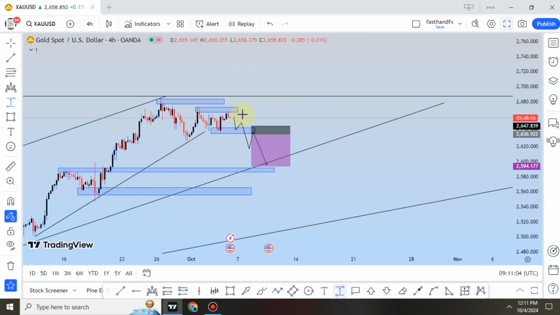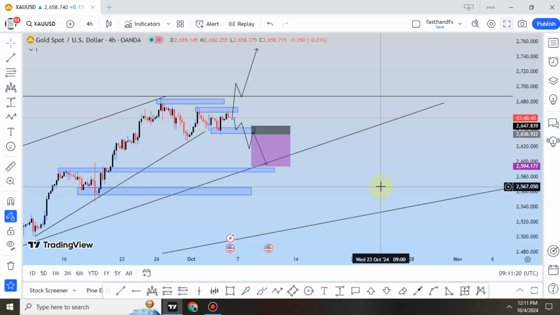Let me see, around this zone. But then at the same time, if NFP decides to push it up for good buys, let gold take out this multi-high, then wait for correction, then we go in for buys. But for now, this is what I see.